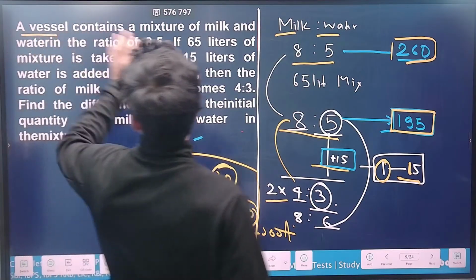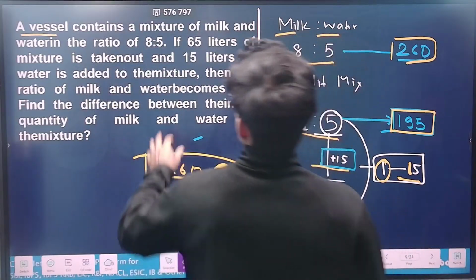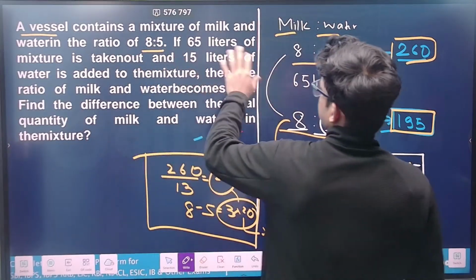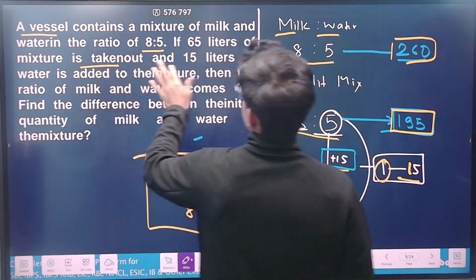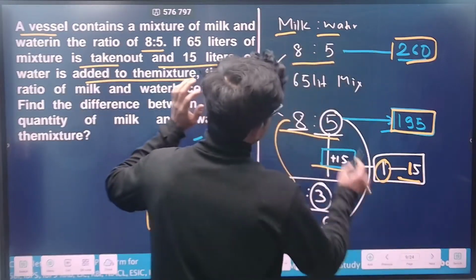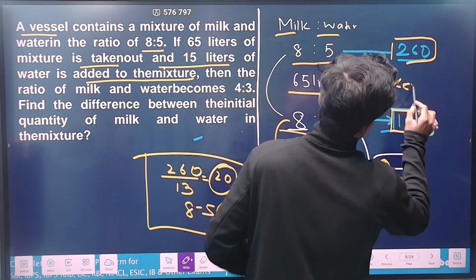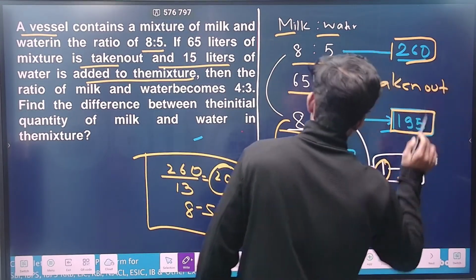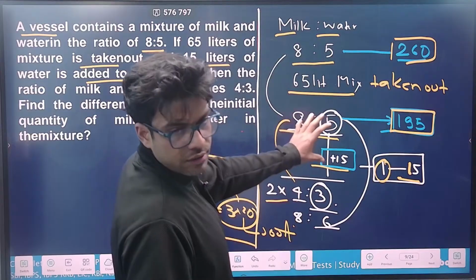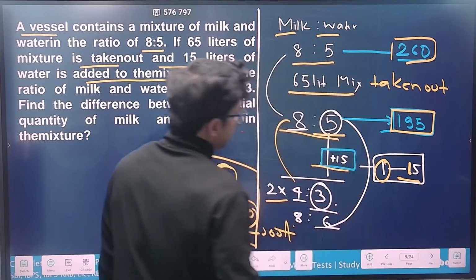A vessel contains a mixture of milk and water in the ratio 8:5. So the ratio is 8:5. If 65 liters of the mixture is taken out and 15 liters of water is added to the mixture. So basically 65 liters of mixture is being taken out, and 15 liters of water is added. You can see 15 liters of water has been added.